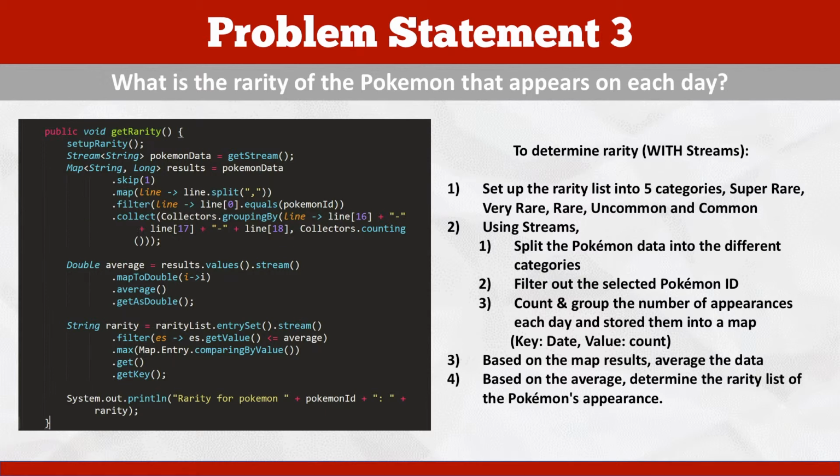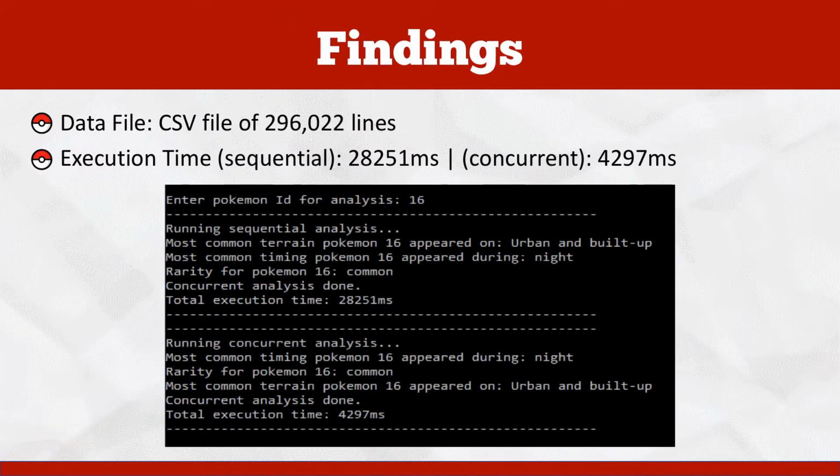Next, using collectors, we count and group the number of appearances each day and store them into a map. Based on the map results, we created another stream and used .average to find the average number of appearances for the year. Lastly, in our third stream, we filtered the values and used the .max comparing by value method to determine the rarity of the Pokemon appearances based on our rarity list.